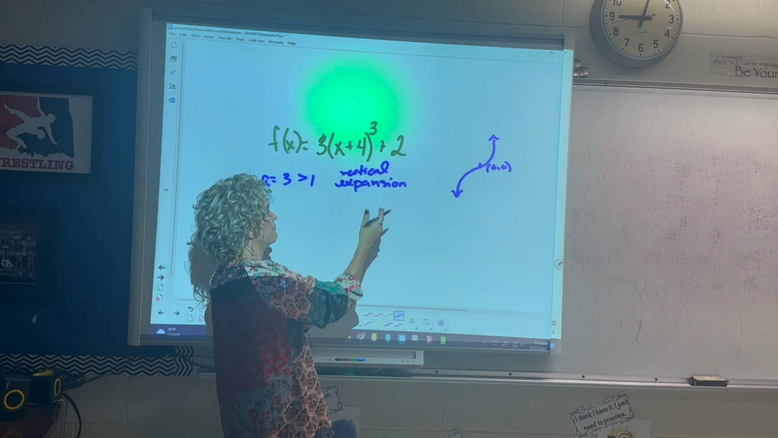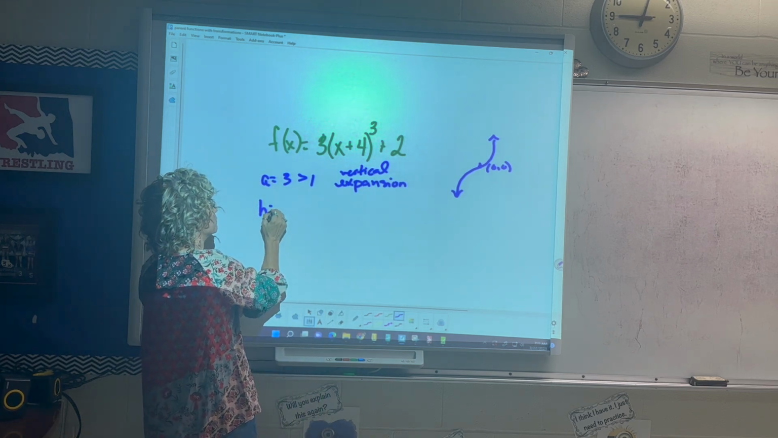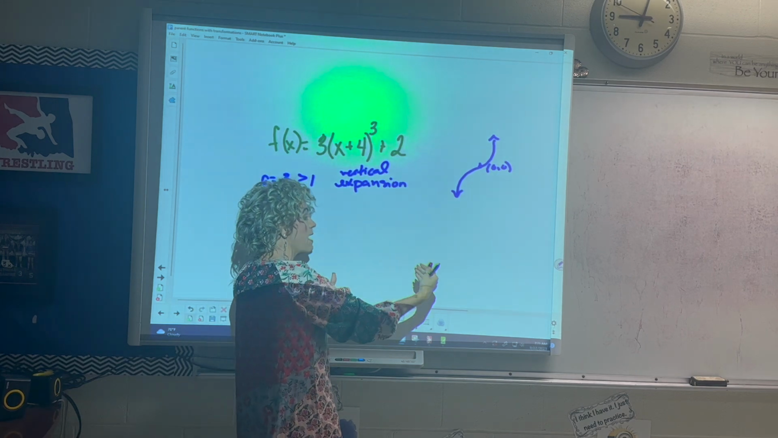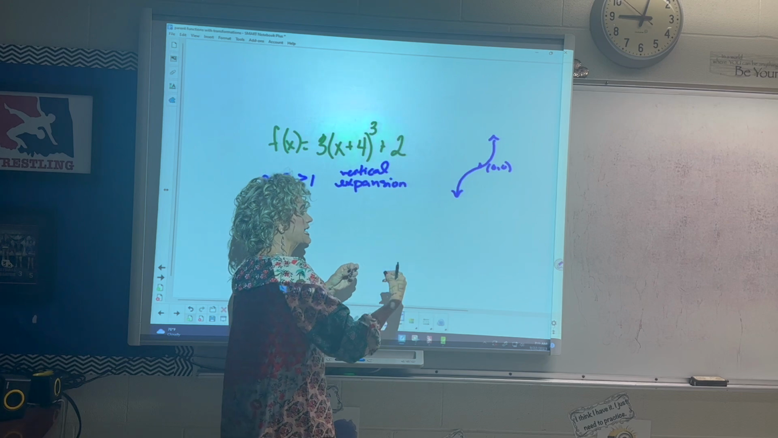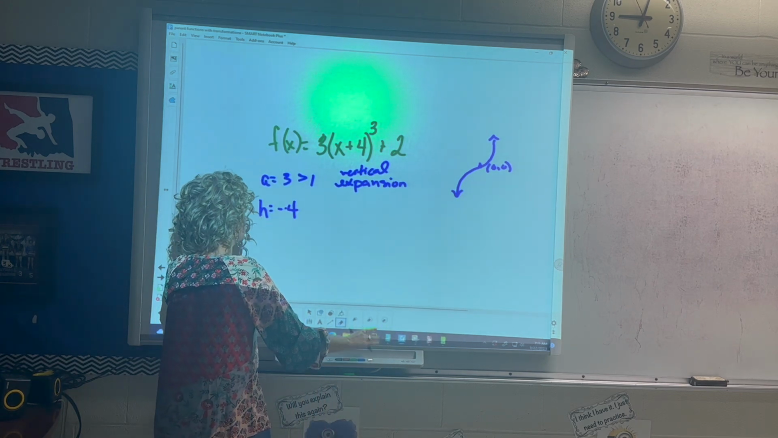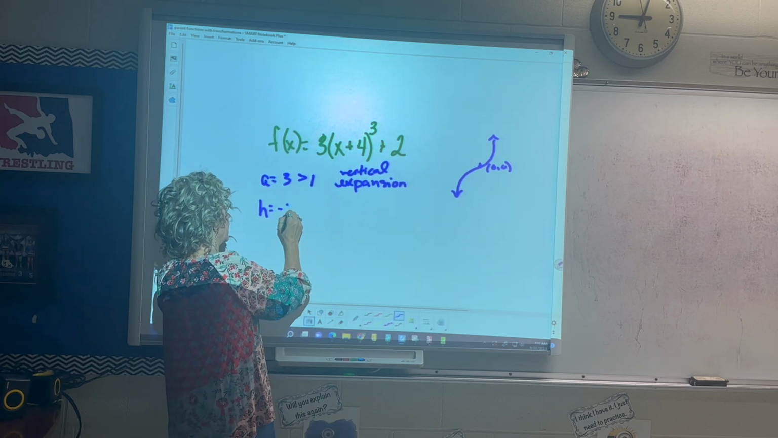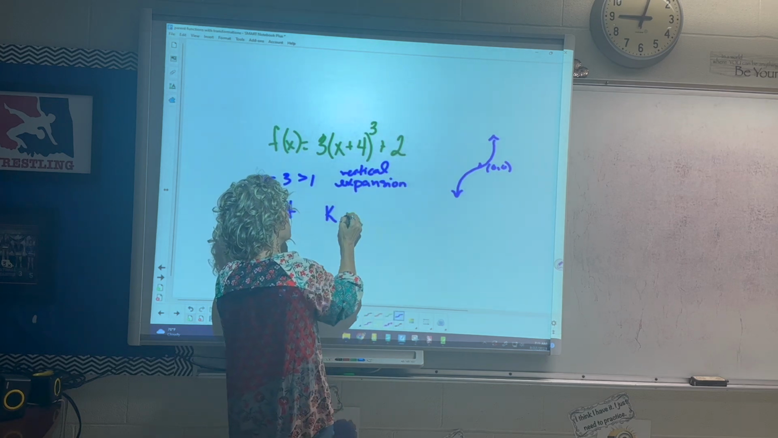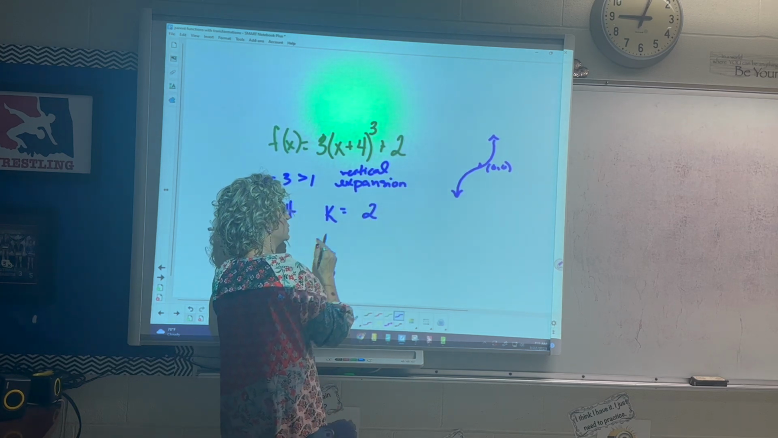And that expansion is by a factor of 3. My H value, since that is x plus 4 and it's supposed to be x minus, then H would have to be a negative 4. So my H value is a negative 4. I'm not sure where that little dot came from. Okay? Then I have my K value. My K is tacked on the back. My K value is a positive 2.